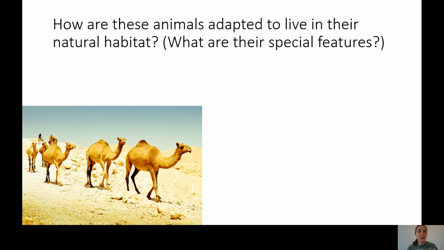Again, I'll give you 45 seconds to have a think. Jot something down, or if you've got another person in the room with you, have a quick chat about how these animals are adapted to live in their natural habitat.